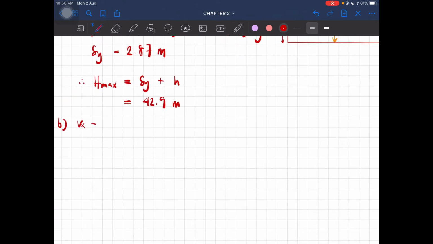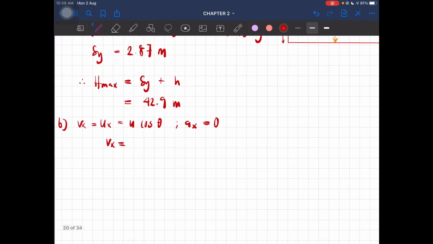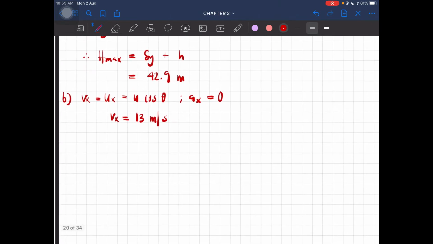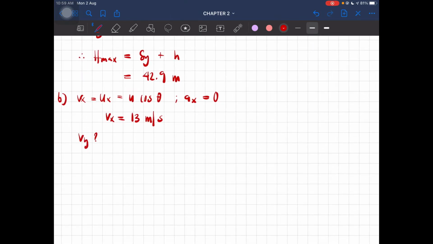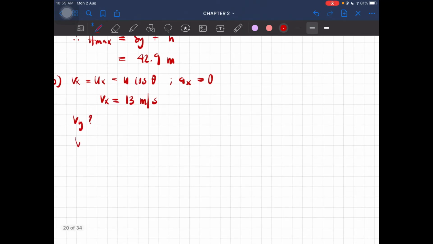And we know that vx would be equal to ux, which is equal to u cos theta. Why? Because acceleration in x is equal to 0. So you'll then get vx to be 13 meters per second. 13 meters per second is your velocity at the x component. And then you have to find vy. And you know vy, we can find it using the formula uy squared plus 2ay sy.